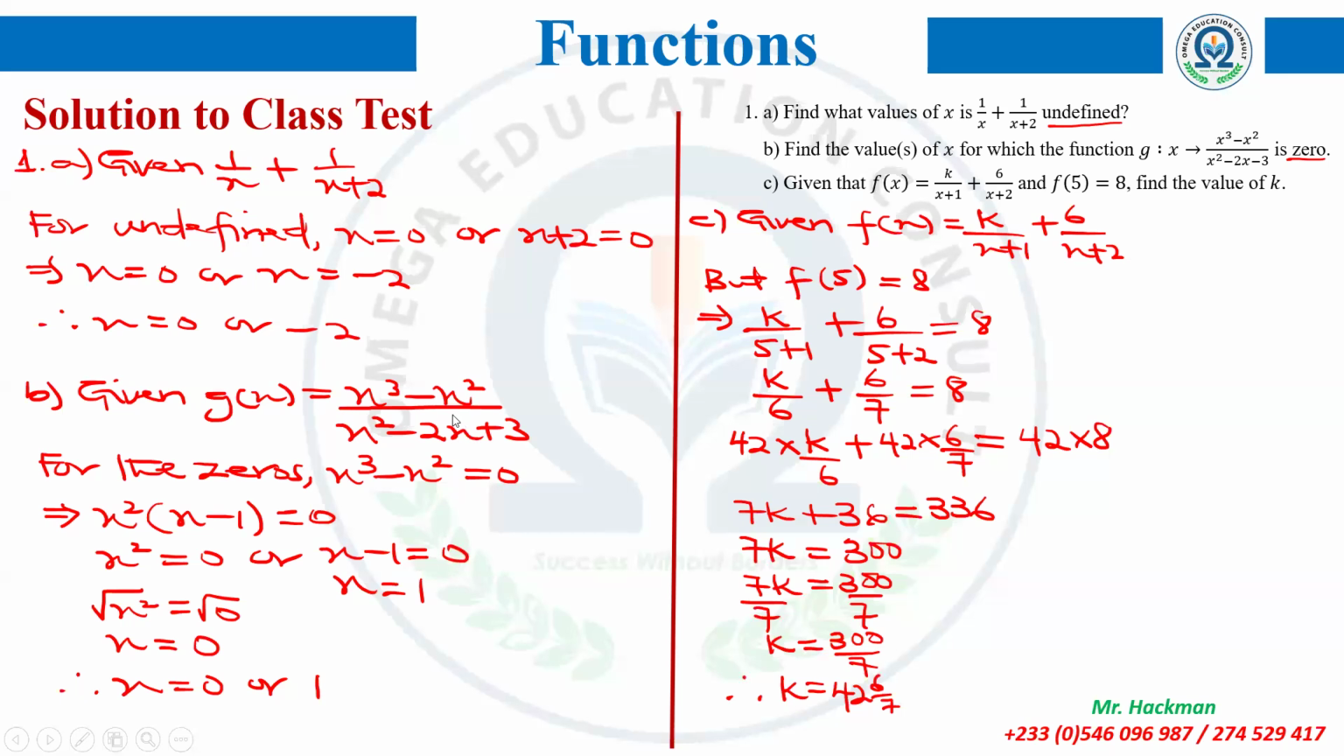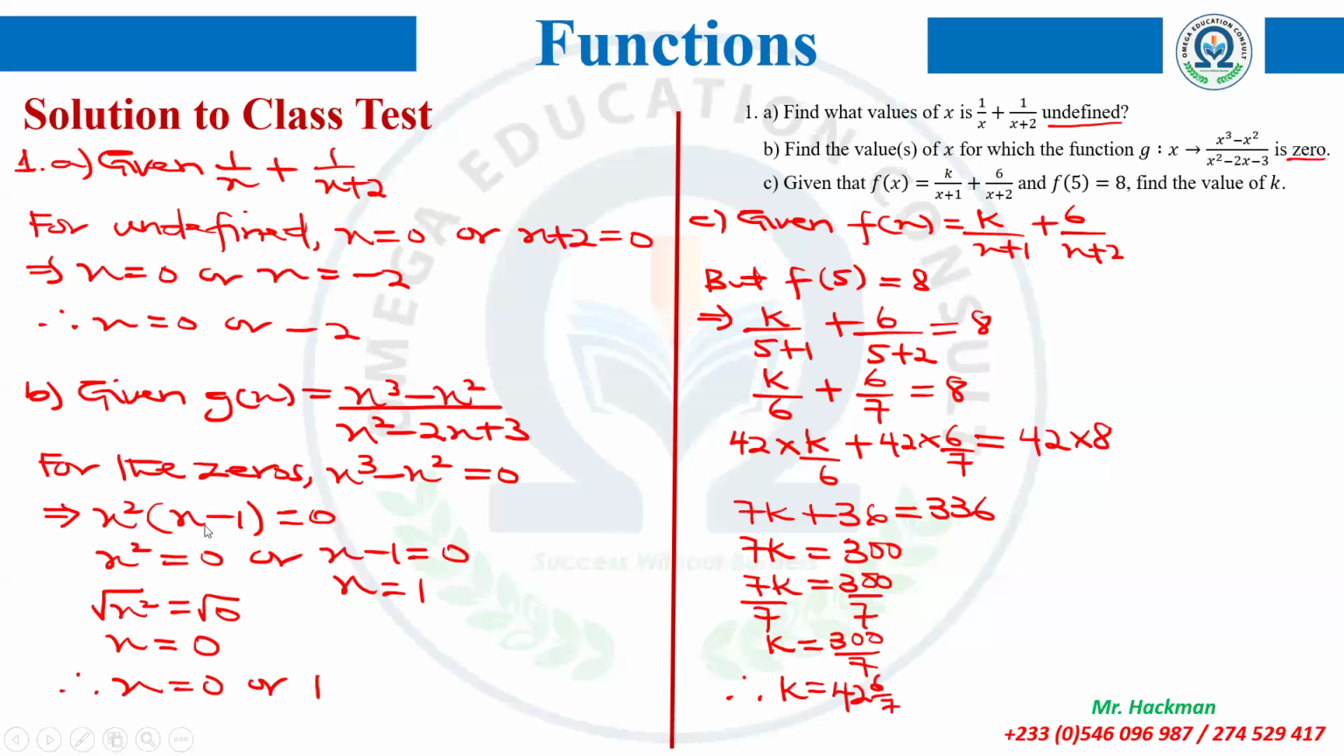And this question, you've seen it before. It's a question that was given to you as a class exercise. So it's a past question. Once there's a past question, you know. So for the zeros, you equate to 0. Now you come and factorize.